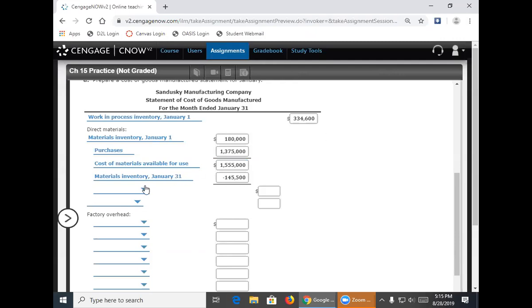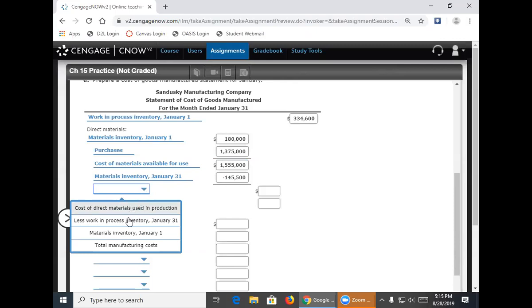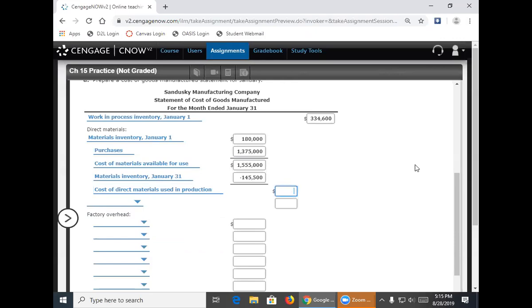So that's our first step. We calculated the cost of direct materials used in production, and that should be 1,409,500. Okay. So now we have that. The second cost is material or labor. Well, they gave us direct labor. So on that next line, should say direct labor, and they gave us that 2,260,000. Okay, so direct labor was given.